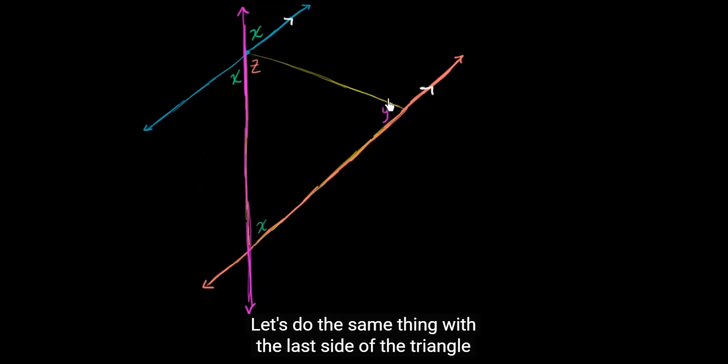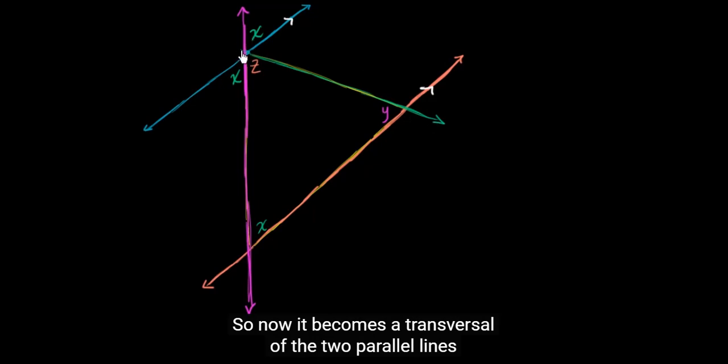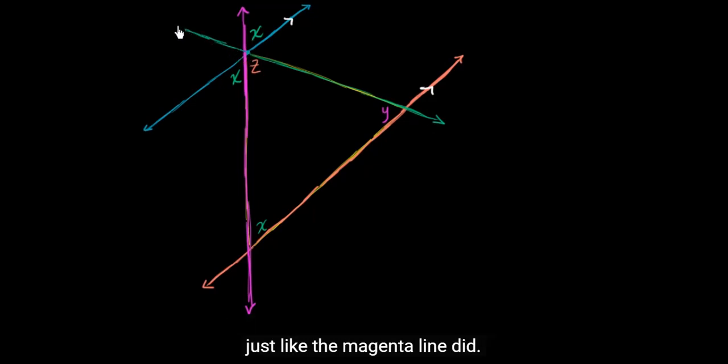Let's do the same thing with the last side of the triangle that we have not extended into a line yet. So let's do that. If we take this one, we just keep going, so it becomes a line. So now it becomes a transversal of the two parallel lines, just like the magenta line did.